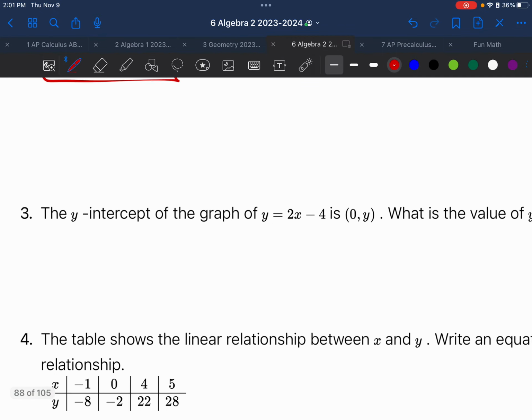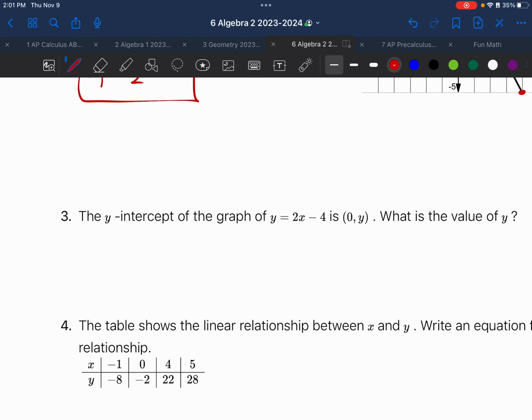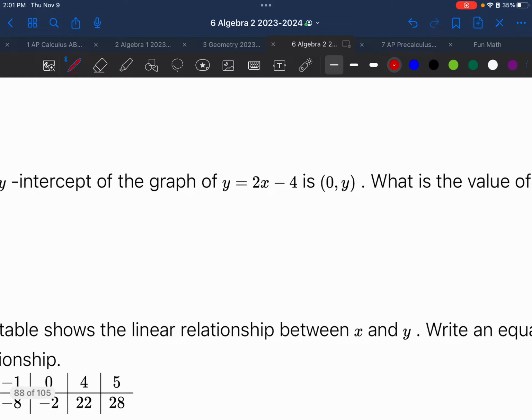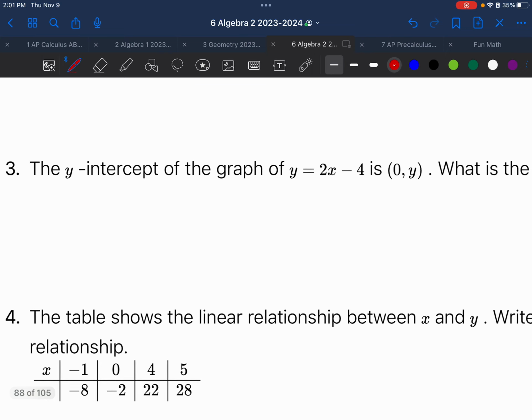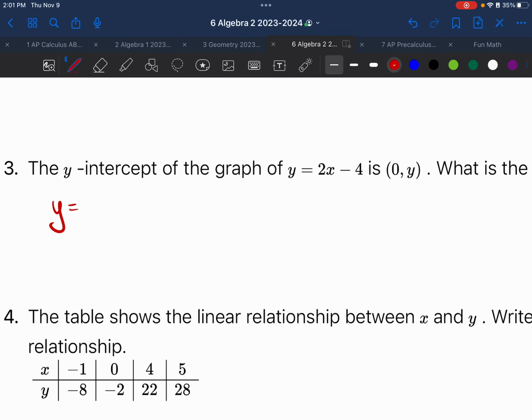Number 3, the y-intercept of the graph is (0, y). What is the value of y? That's a great question, and you can figure that out really quickly. But I'm going to go through the more thorough definition. To find the y-intercept, by definition, the y-intercept is when you have x equal to 0.